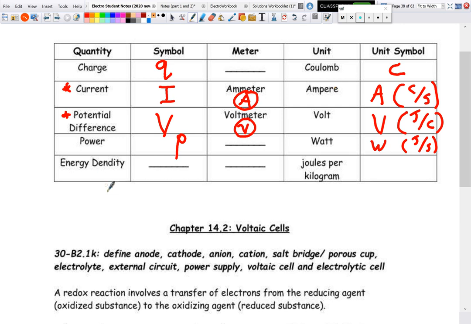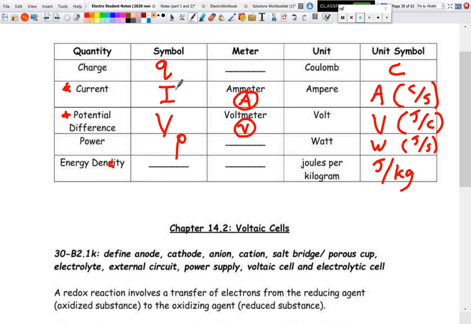And then of course energy density, it should be a C, not a D. There is no symbol for this. This normally shows up when we talk about certain materials, like if you have a kilogram of uranium, how much energy can you get from that? So you measure energy density, and the unit for that is joules per kilogram, which is just J/kg.